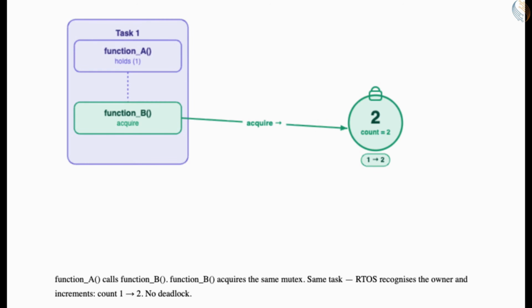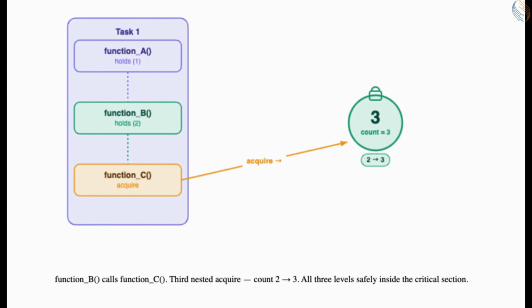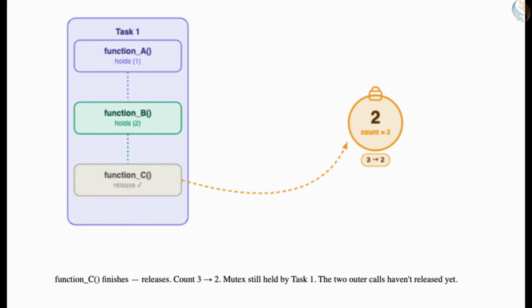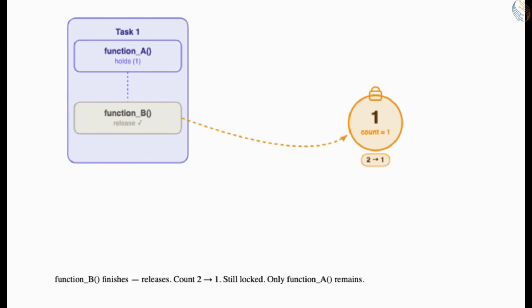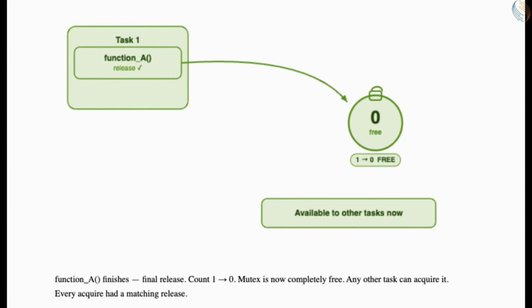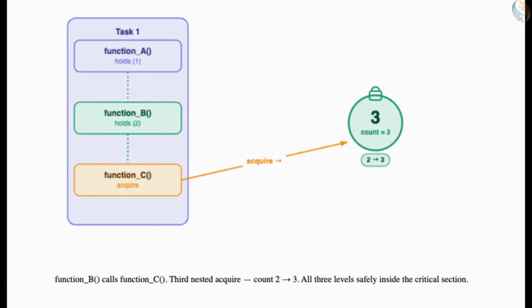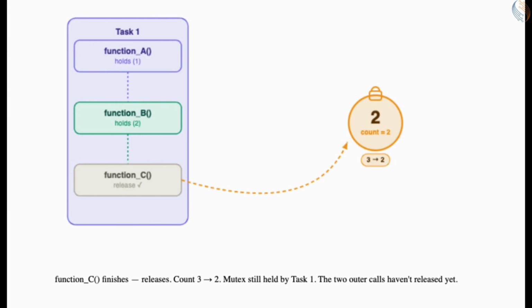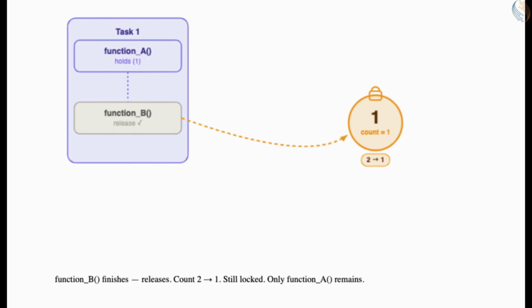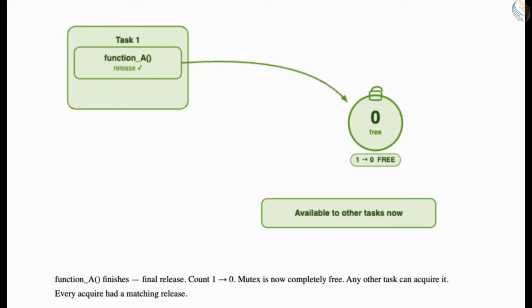The key difference is that a recursive mutex keeps account of how many times it has been acquired by the owning task. Every time the same task acquires it, the count increases, and every time the task releases it, the count decreases. The mutex is only truly released and made available to other tasks when the count reaches 0. So the rule with recursive mutexes is straightforward: for every acquire call, there must be a corresponding release call. If a task acquires the recursive mutex 3 times, it must also release it 3 times before another task can acquire it.